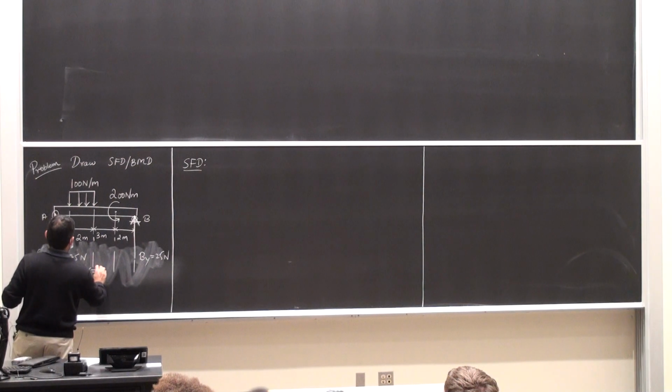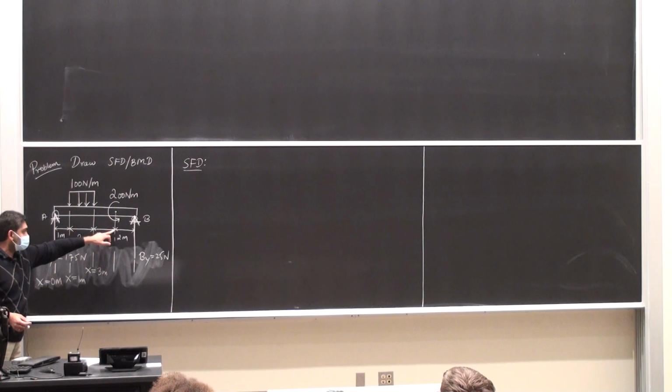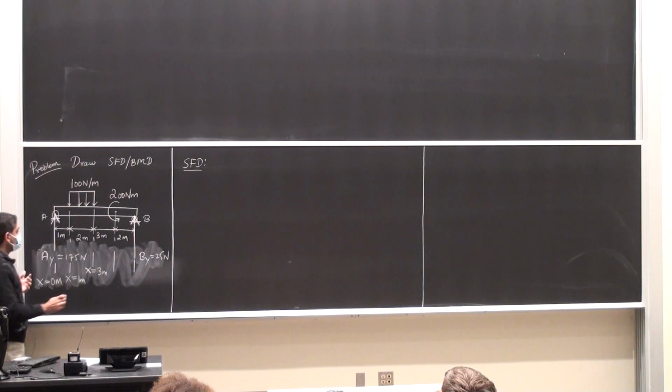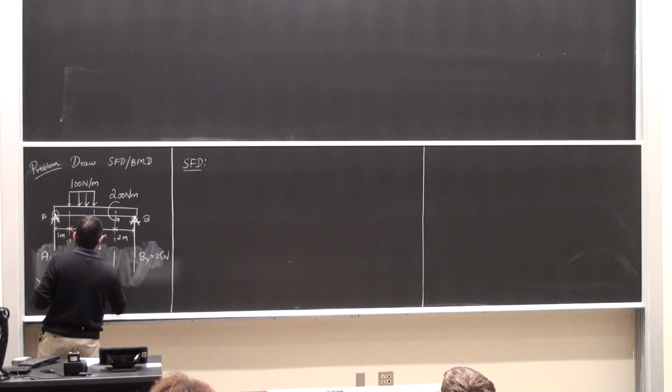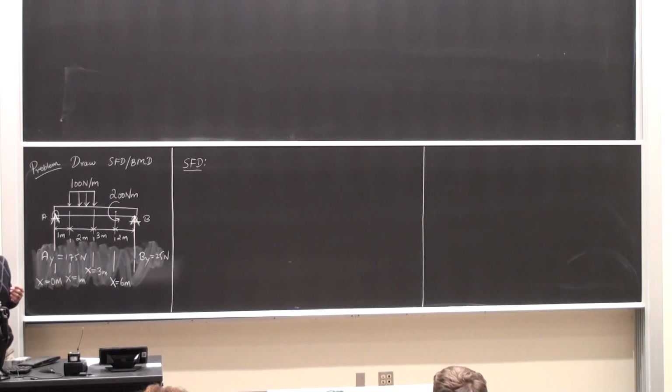X is 3 meters, please notice that. This is 0, this is 1. I come here, X is 3. Then I go from 3 all the way to the end there, which is going to be 6 meters. So this is X is equal to 6 meters, and then the end of the beam, X is 8 meters.